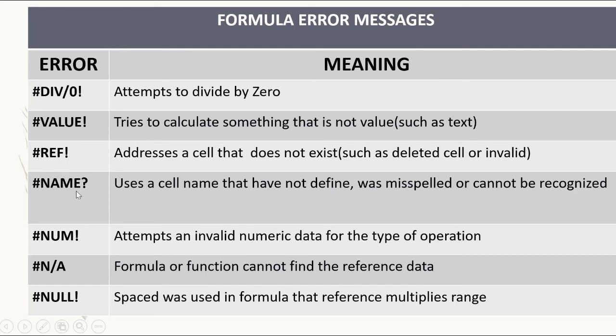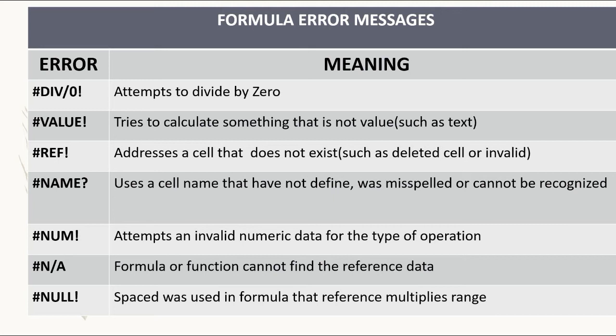Okay, next. Number symbol name uses a cell name that has not been defined, was misspelled, or cannot be recognized. Okay, gumamit ka daw ng cell name. Okay, so meron tayong cell name that is the column and the rows. For example, column D5, ginamit mo daw siya pero hindi mo naman na-defined or mali yung spelling na ginamit mo. So, ang lalabas is hashtag name. Okay, next, hashtag num or num: attempts an invalid numeric data for the type of operation. So, gumamit daw tayo ng invalid numeric data. So, pag sinabi natin numeric data, that is numbers only, dot, comma, and the currency, and the last one is the decimal point.